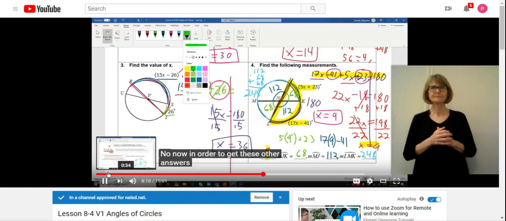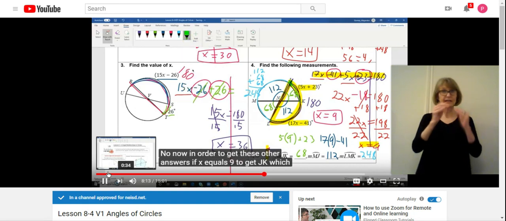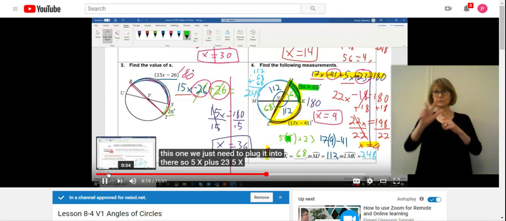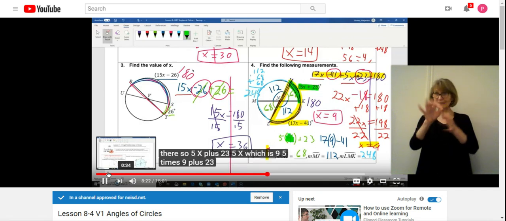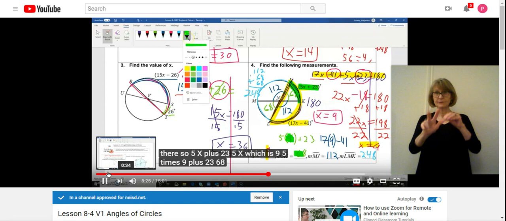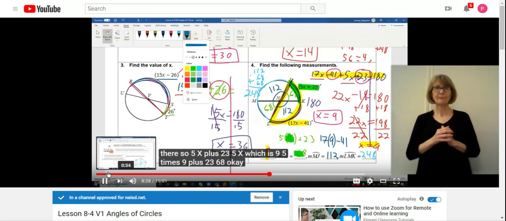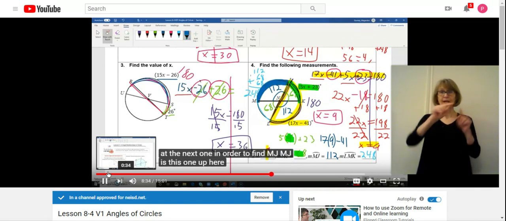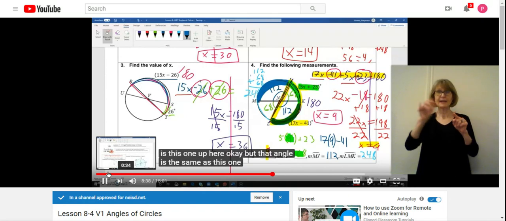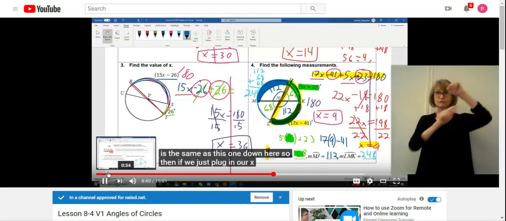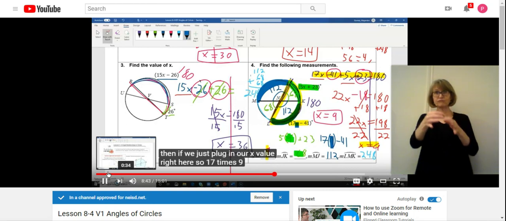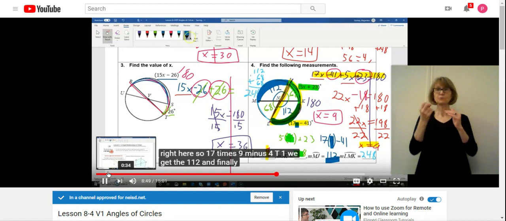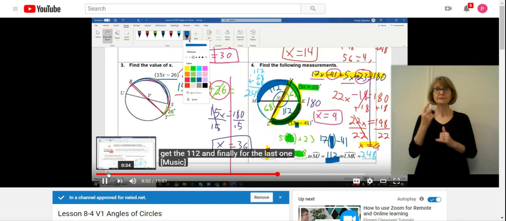Now, in order to get these other answers, if x equals 9, to get JK, which is this one, we just need to plug it into there. So 5x plus 23. 5 times 9 plus 23, 68. Let me choose another color right here. Now take a look at the next one. In order to find MJ is this one up here. But that angle is the same as this one down here. So if we just plug in our x value, 17 times 9 minus 41, we get 112.